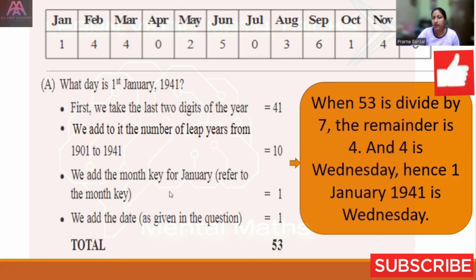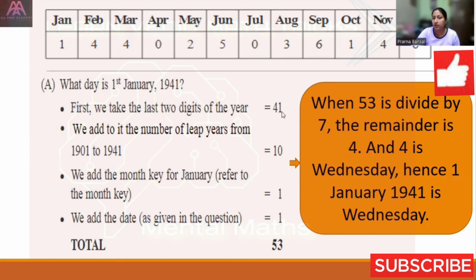You will write 10 here, and after that we will add month key for January because 1st January, right? For January month key 1, you will add 1, and after that we will add the date which is given in the question. Question में क्या date दी है? 1st January. So we will add first 1. We will add 1 here, right?